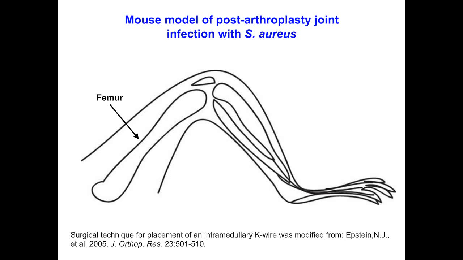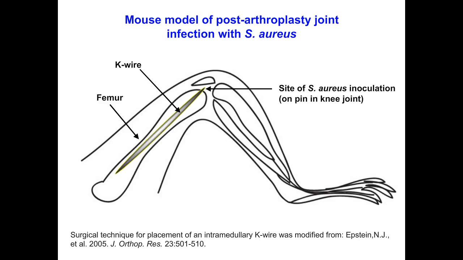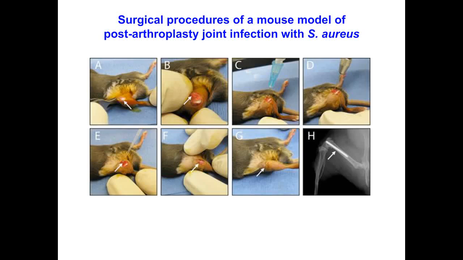A K-wire is placed into the femur, and then the joint is inoculated with bioluminescent bacteria. We genetically engineer these mice so that both their neutrophils and macrophages give off fluorescent wavelength, and that way we can track with these IVIS imaging systems both the infection with bioluminescence and the host immune response with fluorescence in real time. These are pictures of the surgery. We open the knee joint, we ream the knee, place the pin, and then inoculate, close up, and that's a postoperative radiograph there.